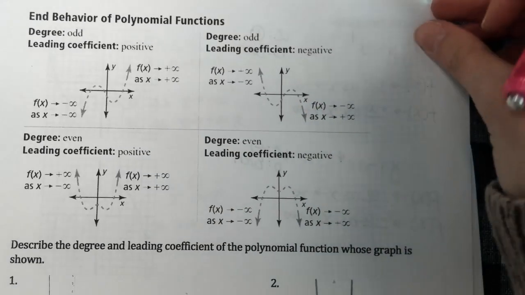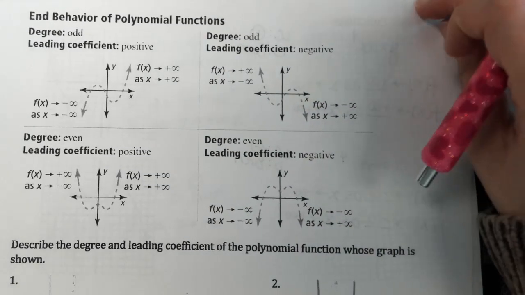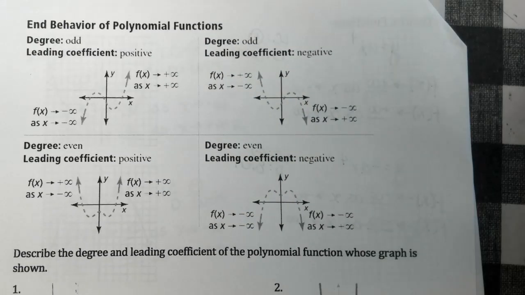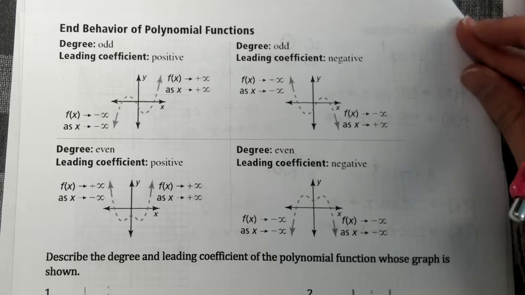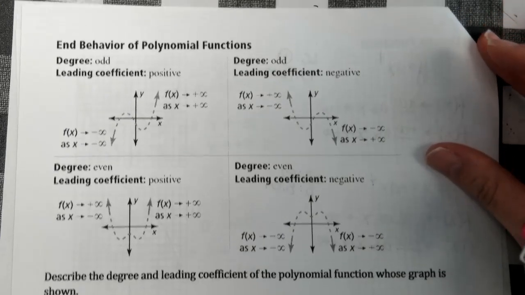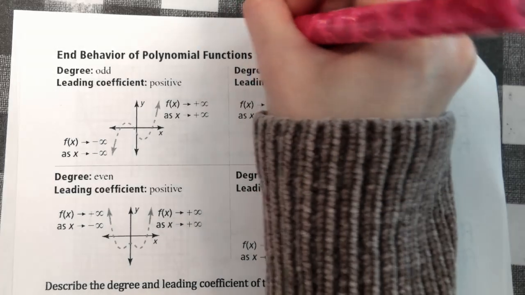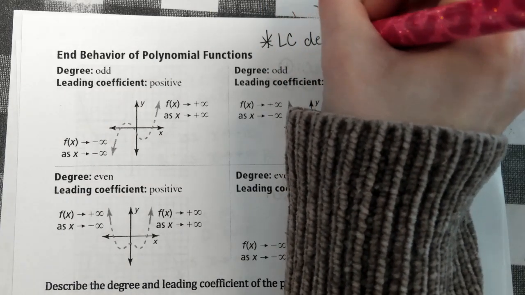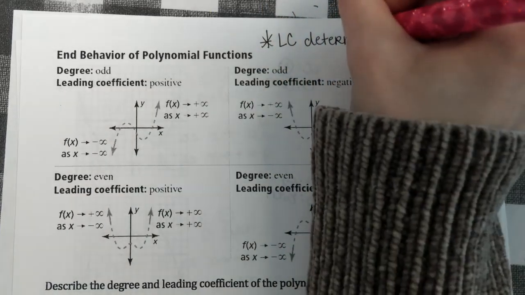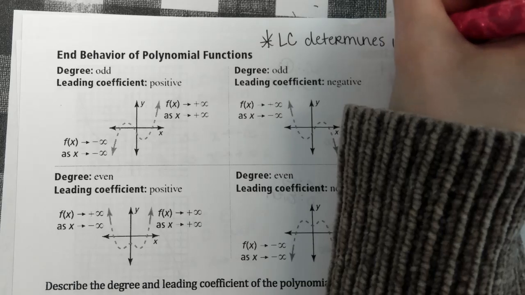Okay? So the next page kind of summarizes everything to show you that. You could have x to the 23rd power and still predict where those end behaviors are, just knowing if your degree is even or odd and if your leading coefficient is positive or negative. It doesn't matter if you know what that graph looks like. You could tell me where they end and begin. So the key thing is to know that your leading coefficient determines where your graph ends.